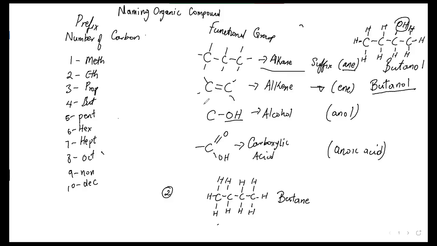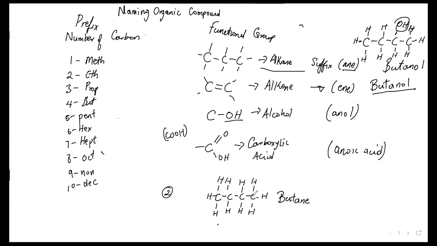If there's an OH group present, a hydroxyl group, so this OH that you're seeing here, then it is an alcohol and it ends with anol. And if there's a carboxylic functional group, so C double bond O, OH, or a COOH group present, then it's a carboxylic acid and it ends with anoic acid.